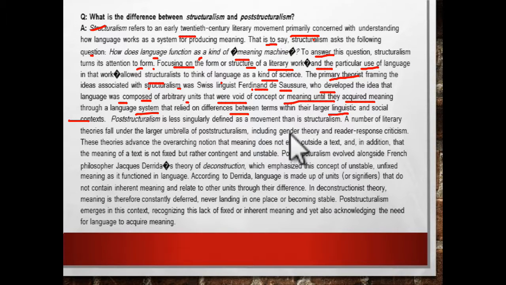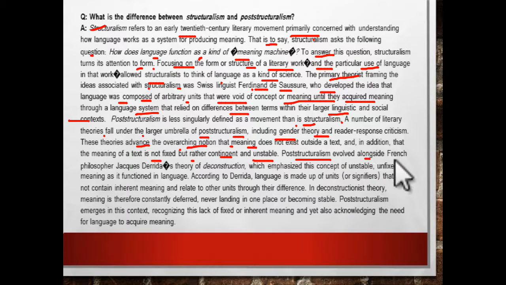Post-structuralism defined the movement that came after structuralism. A number of theories fall under the larger umbrella of post-structuralism, including gender theory and reader response theory. This theory advances the overarching notion that meaning does not exist outside the text. In addition, the meaning of the text is not fixed; the end result is contingent or unstable.